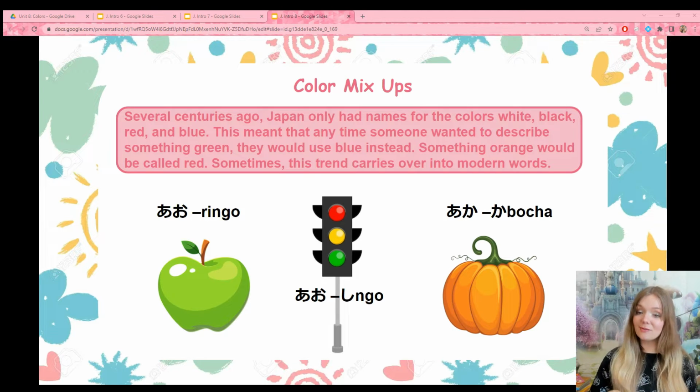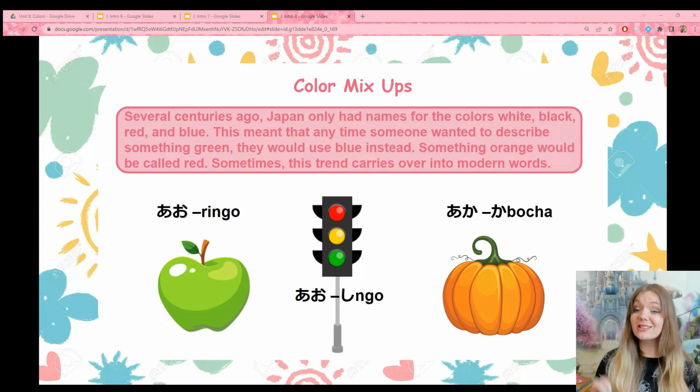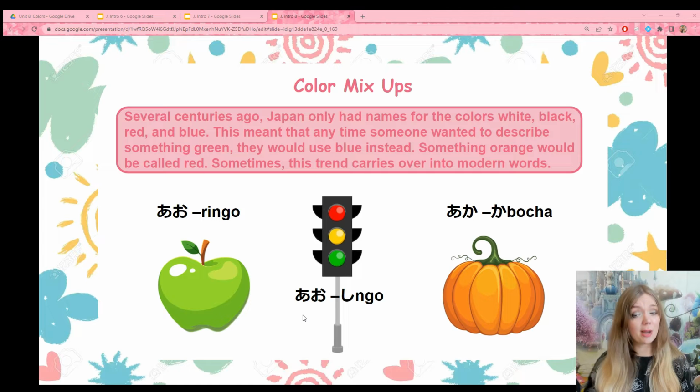This happened for lots of different things. However, even after words like midori were introduced, some of these words were persistent with their original names. Some examples: green apples are still called blue apples. They are aoringo. A green traffic light is aoshingo. And orange pumpkins are called aka kabocha, red pumpkins. So if you ever go to Japan, just don't get too excited if you hear someone talking about blue apples, because they are actually talking about green ones.